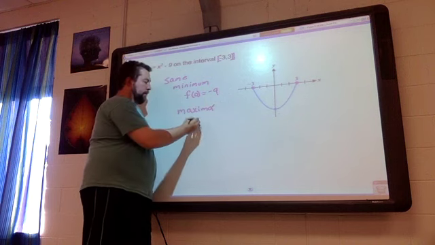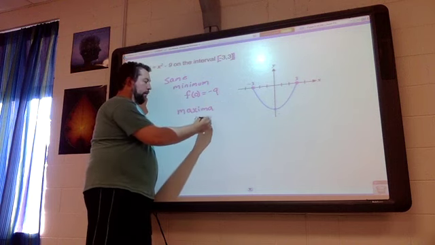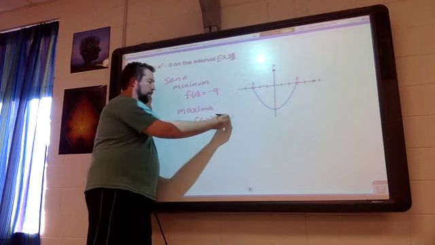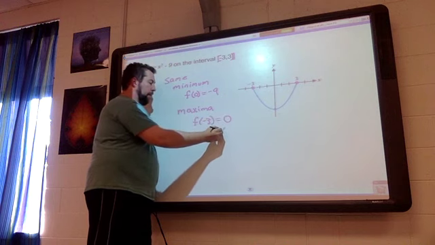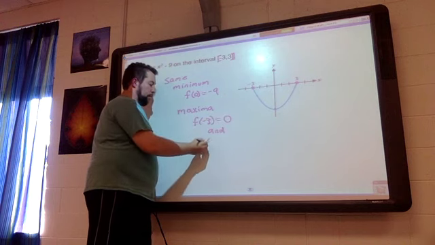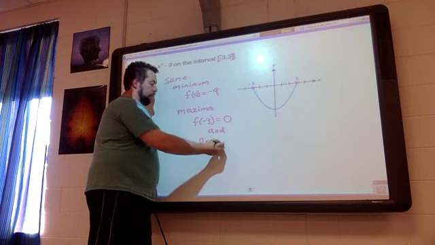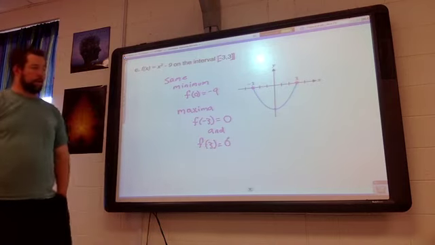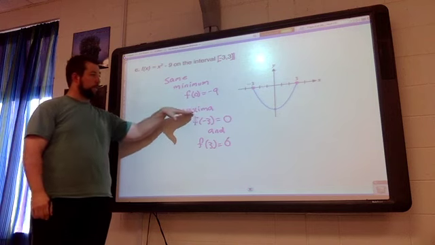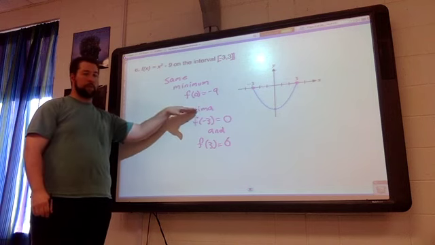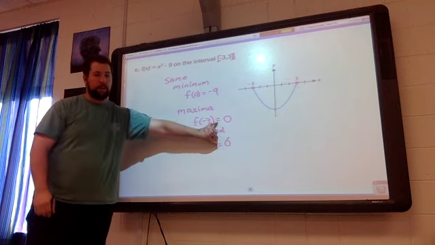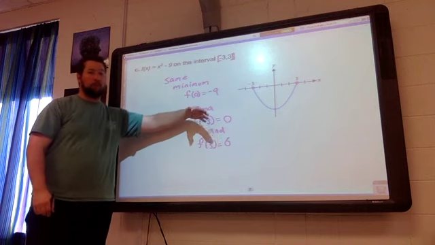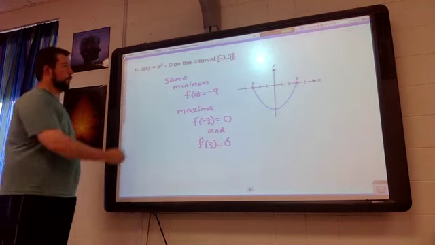All right, at -3, the maximum is 0, and we have another maximum at 3, which is exactly the same y value. And for you to have 2 absolute minimums or 2 absolute maximums, those y values must be the same. If not, well, then one's higher than the other.